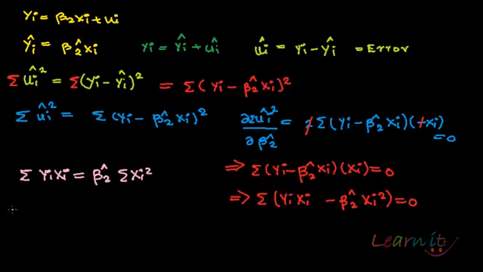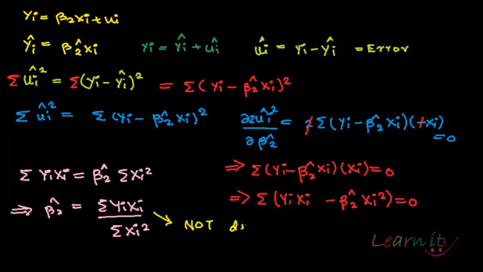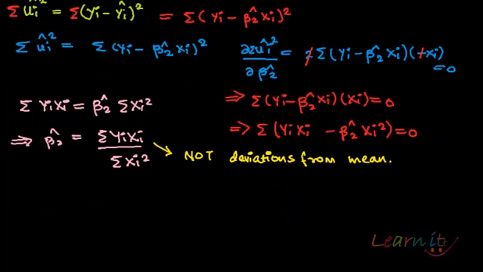So you can simplify this further to get beta 2 hat equals summation of yi xi upon summation of xi square. Now note that these are not deviations from mean. These are not deviations from mean. So what are these? These are just your actual xi and yi values.